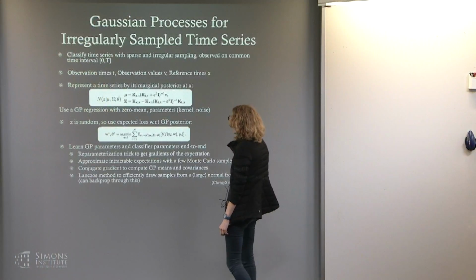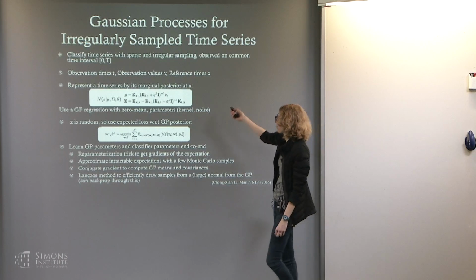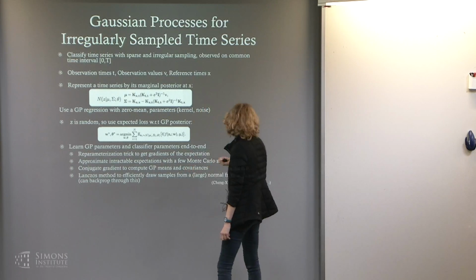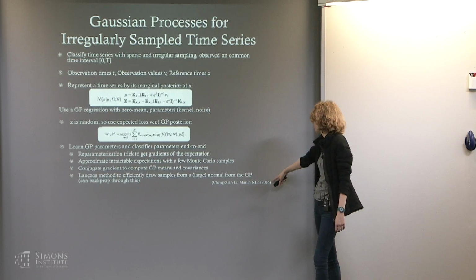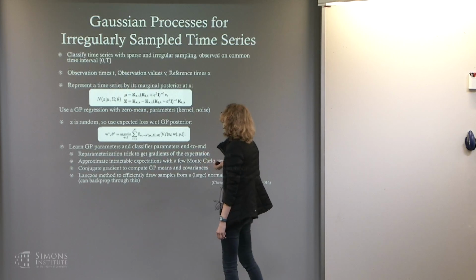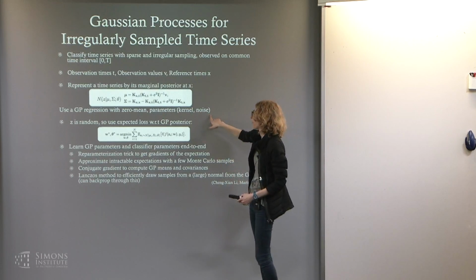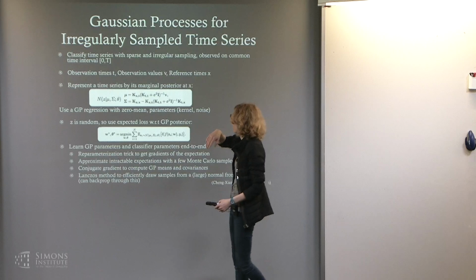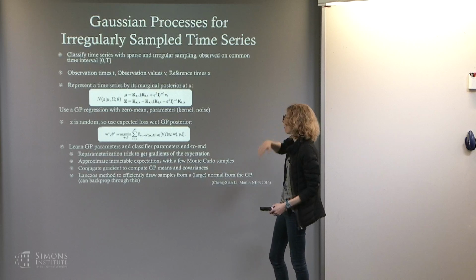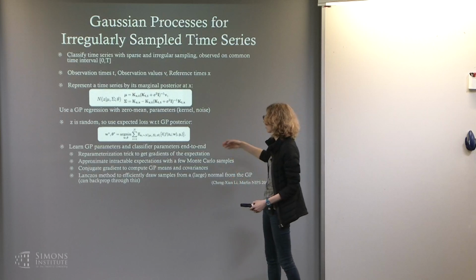Okay. So we're going to represent a particular time series by its marginal posterior at a reference time x. And so basically we're going to use Gaussian process regression, this is the original Marlin NIPS 2016 paper. They use a Gaussian process regression with zero mean and some set of parameters, the kernel parameters and noise parameters. And so your predicted function is random. So you can use an expected loss with respect to a Gaussian process posterior, right?